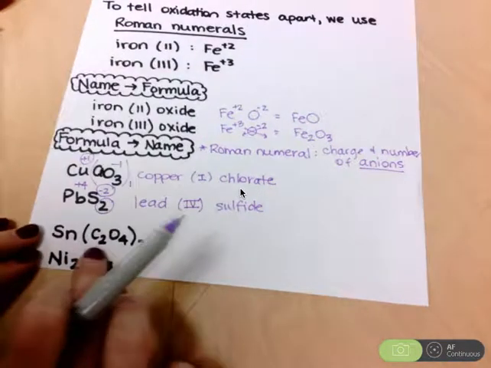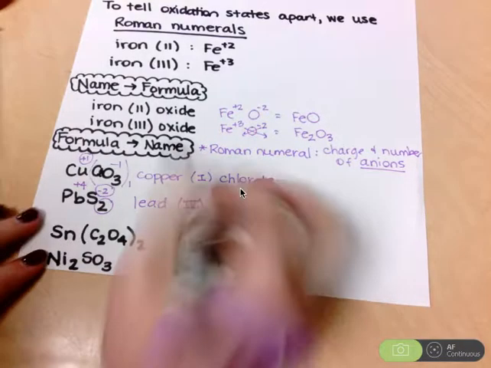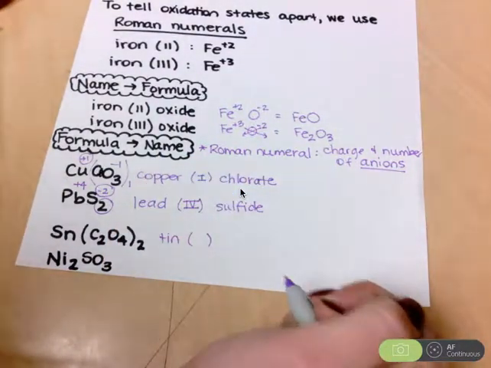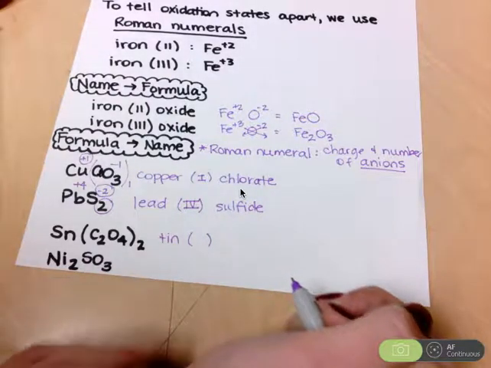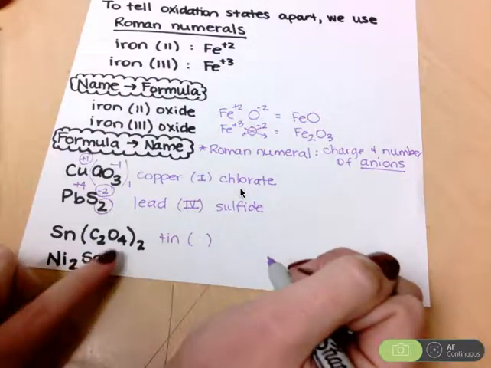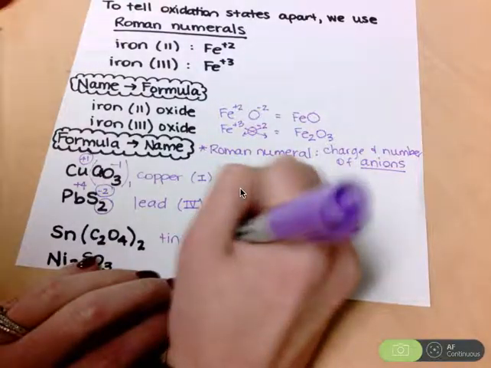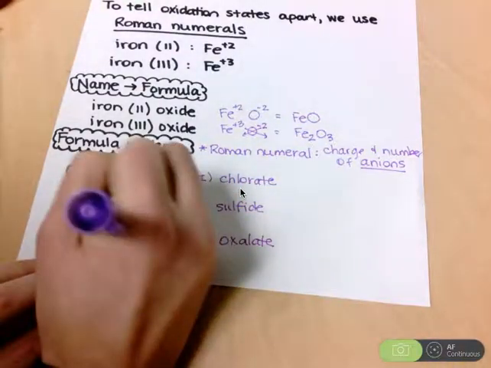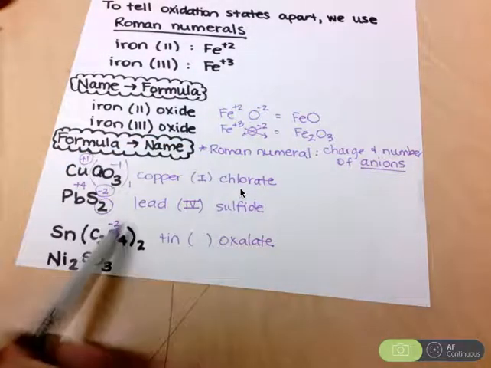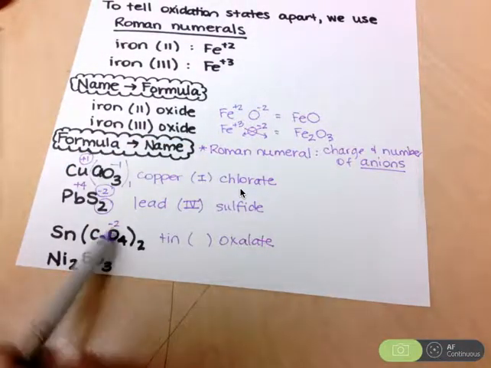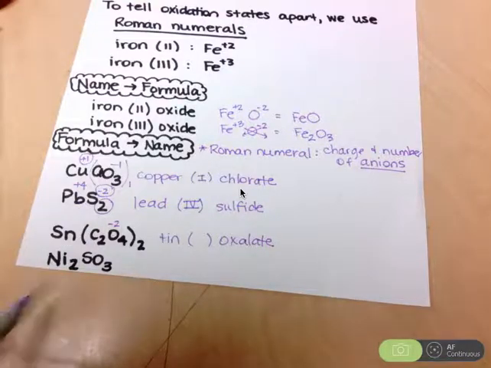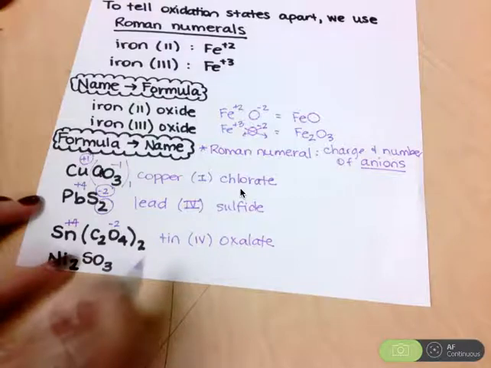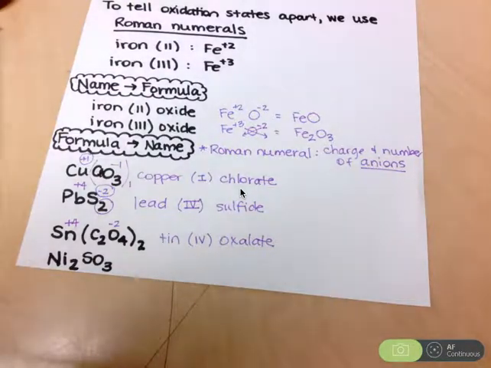Sn(C2O4)2. Sn is tin. Like lead, it's in the carbon family and it gets a Roman numeral. C2O4 is oxalate. Oxalate has a -2 charge when I look it up on my sheet. 2 -2s, just like that sulfide, makes this tin a +4, and therefore that would be tin 4 oxalate.